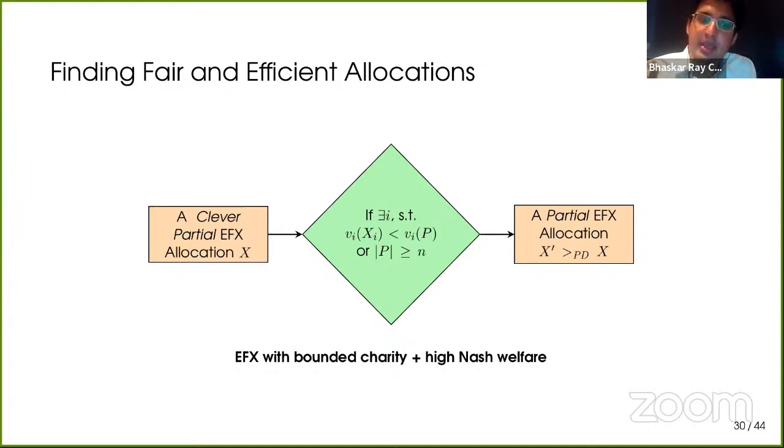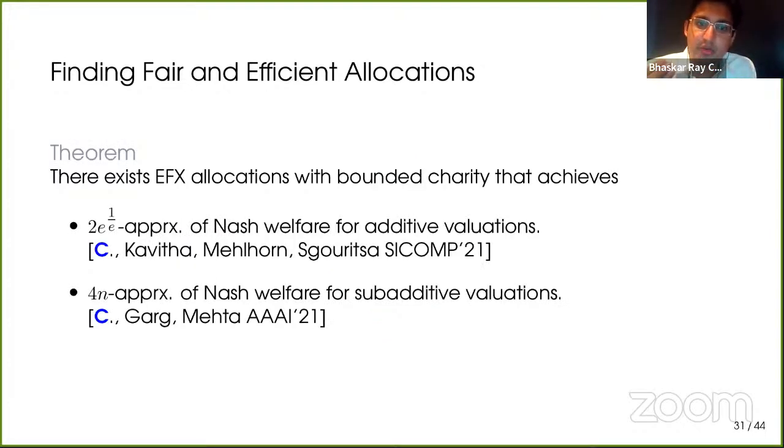It's envy-free. But if you kickstart the algorithm with a clever partial EFX allocation, and then you rerun the same algorithm, then you will get an EFX allocation with all the guarantees I said earlier, but with high Nash welfare. So that also speaks about the robustness of this algorithm. In particular, you get constant factor approximation in polynomial time when agents have additive valuations, and you get an order n approximation for Nash welfare when agents have subadditive valuations.